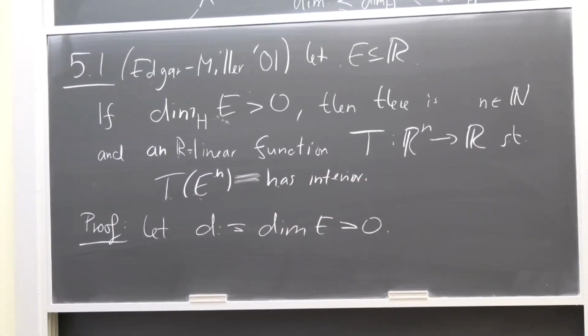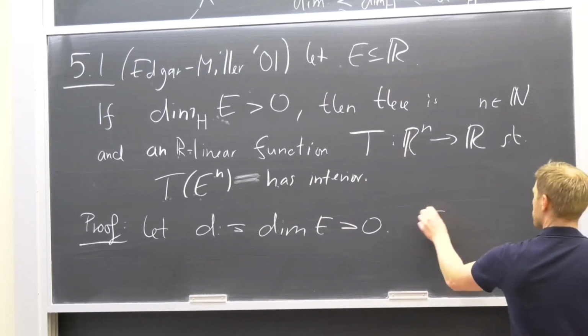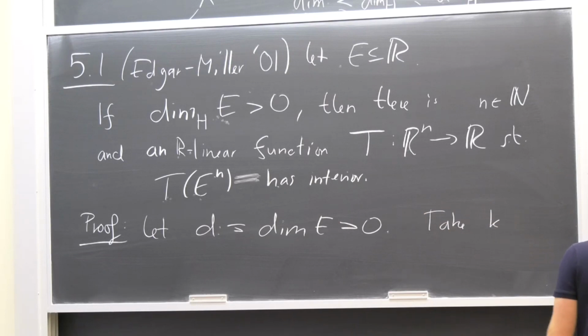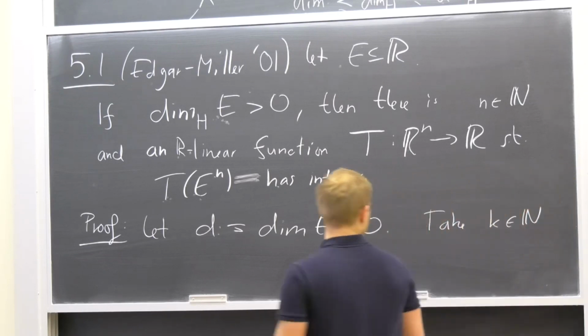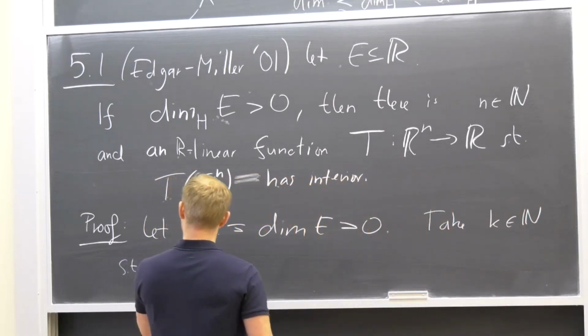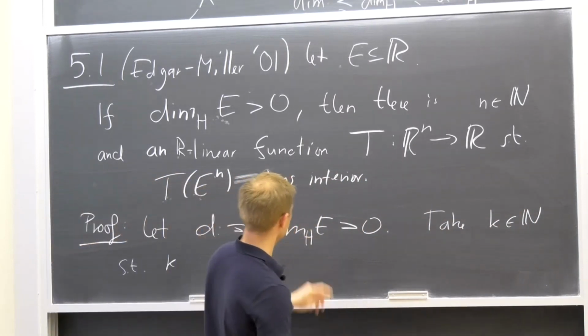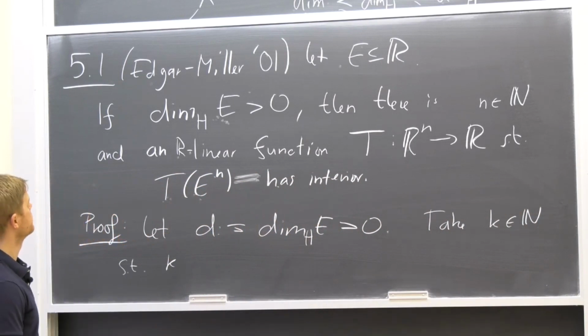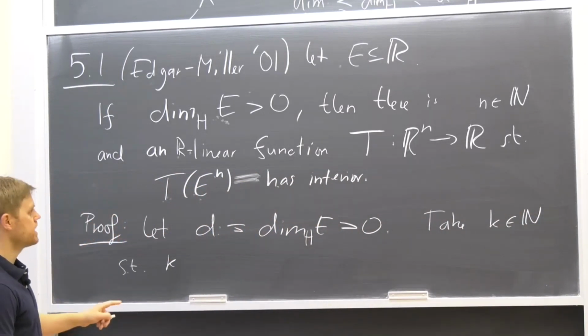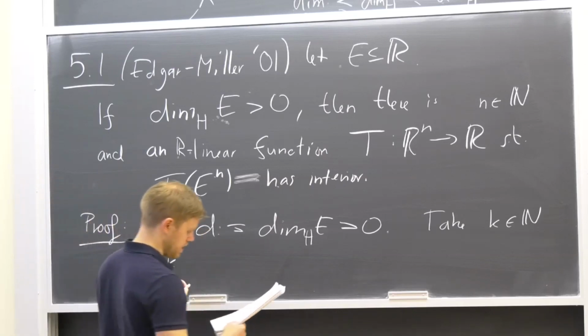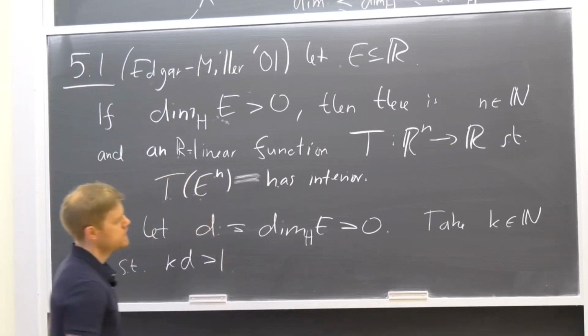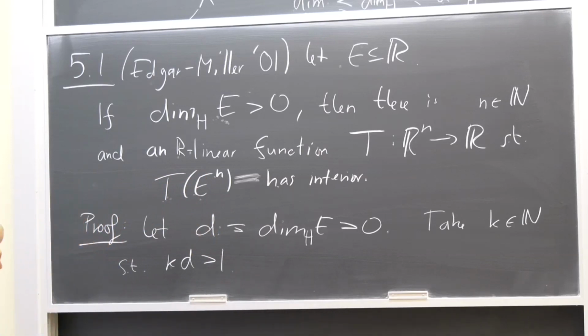And so one of the things that one has to somehow believe is that if you take higher and higher powers of E, so higher and higher Cartesian powers of E, then the dimension increases. So let's take K in N such that... Yes, thank you. The Hausdorff dimension, yes. So I take K large enough such that K times D is larger than 1. No need to know anything about Hausdorff dimension in order to be able to do that.